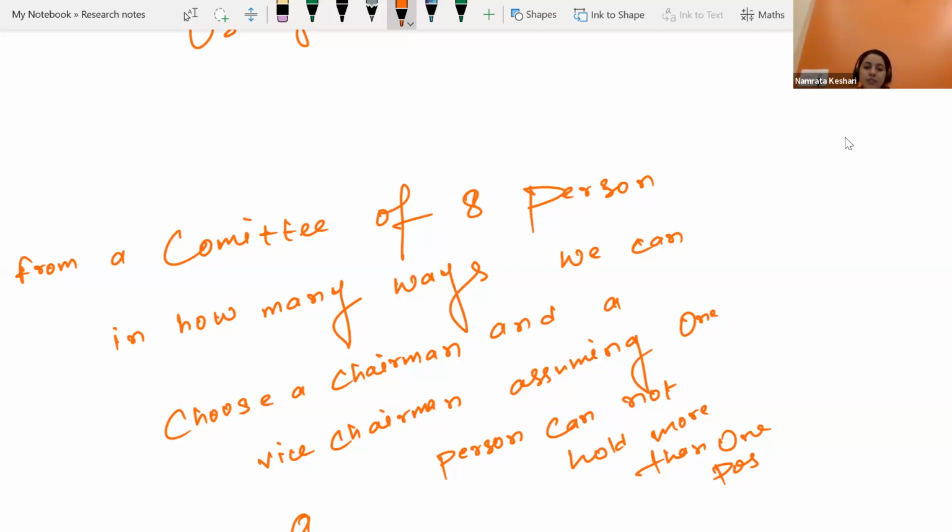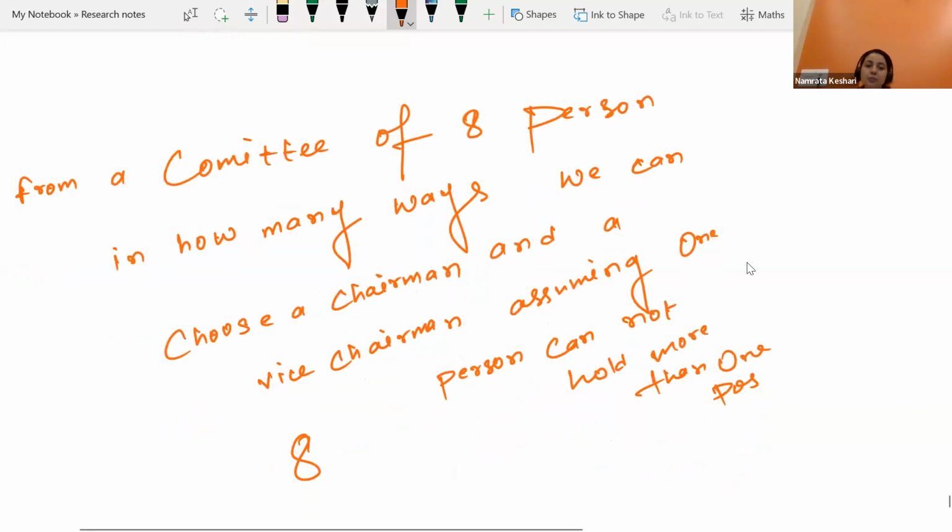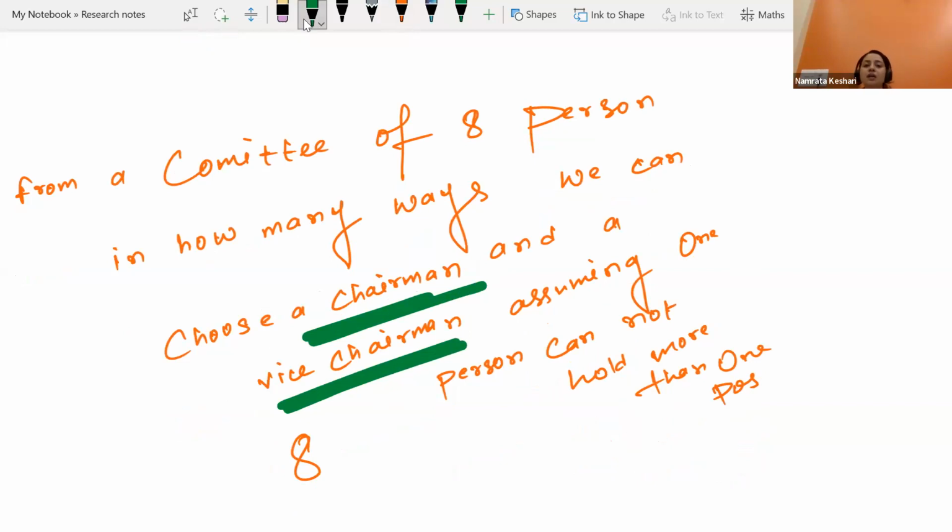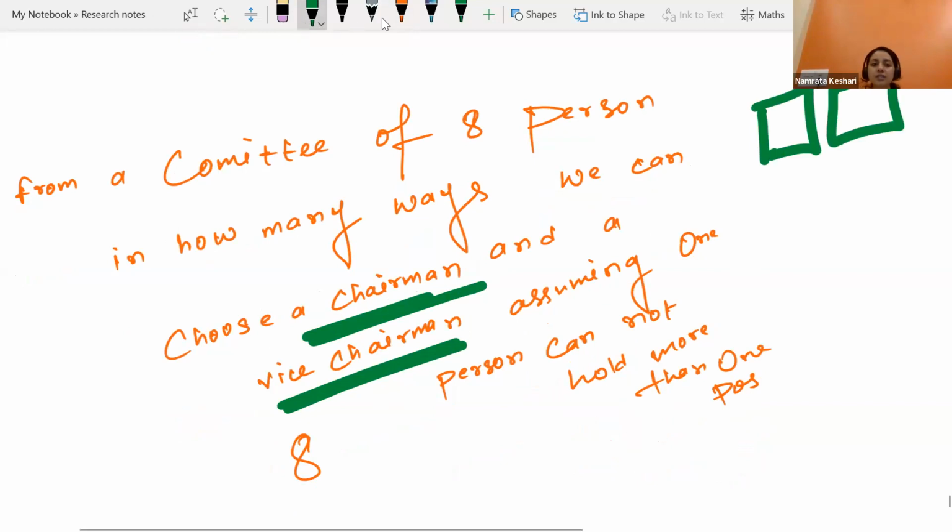We are having a committee of 8 persons. And how many people are we going to choose from? In how many ways can we choose a chairman and a vice chairman? So basically, how many people are we choosing from? Two places are there. If you are thinking about the space filling method, then two places are there: chairman and vice chairman. Yes or no?